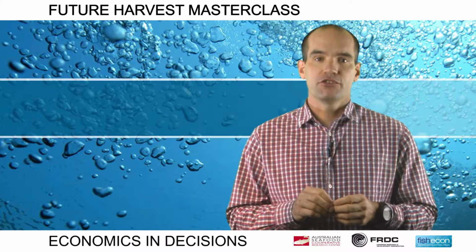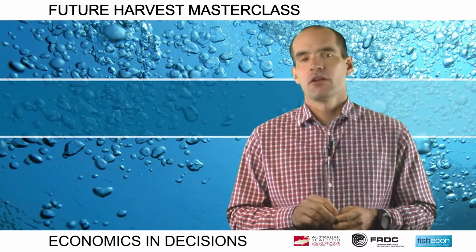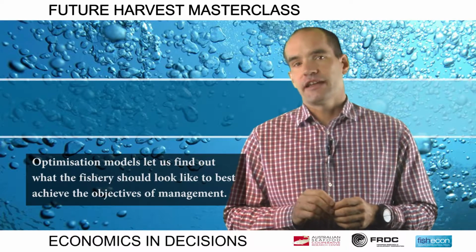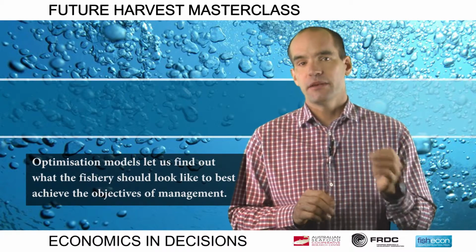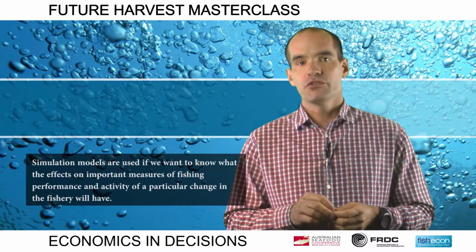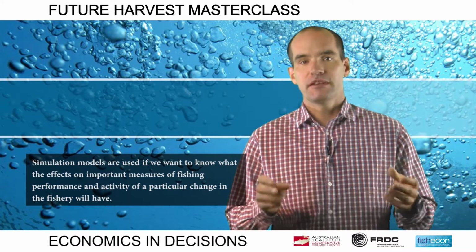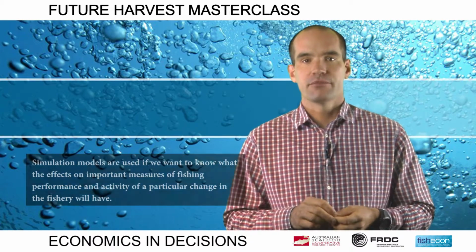Bioeconomic models in fisheries have a role in both optimisation and simulation. Optimisation models let us find out what the fishery should look like to best achieve the objectives of fisheries management. Simulation models are used if we want to know the effects on important measures of fishing performance that a particular management change to a fishery would have.